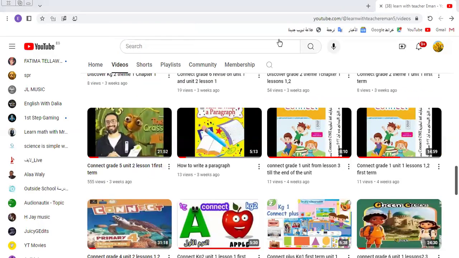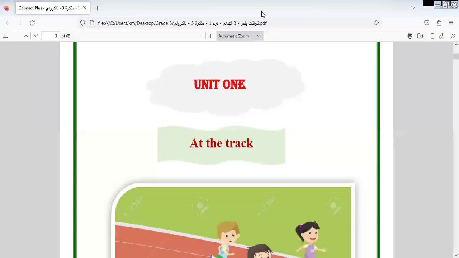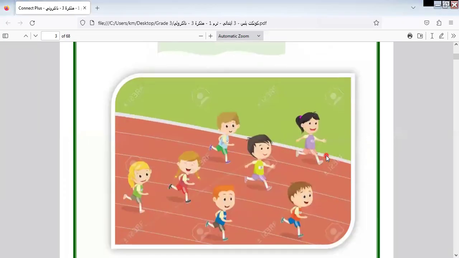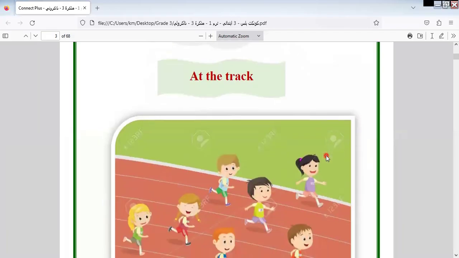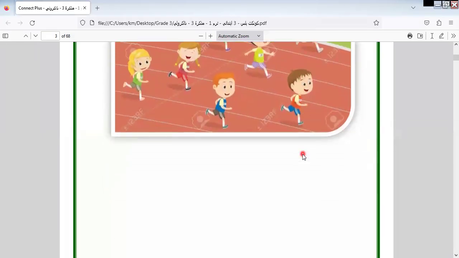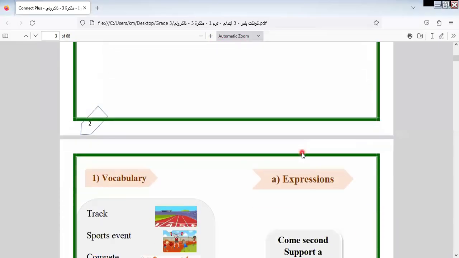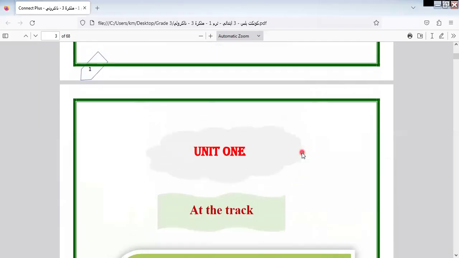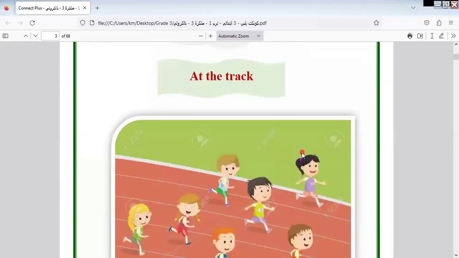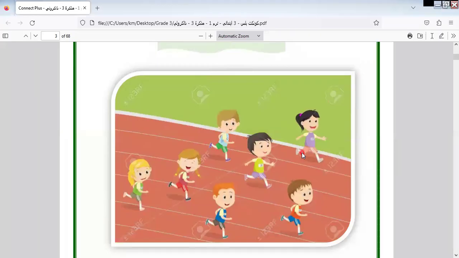Let's go to our revision today. Last class, I explained part of this unit, but today I will make a revision of the whole unit in this booklet. I will leave the link of this booklet below the video to download it and answer it. This booklet is easy to understand because the book is full of information.